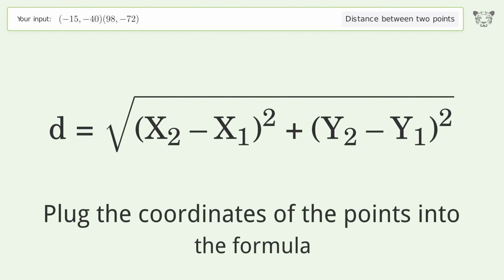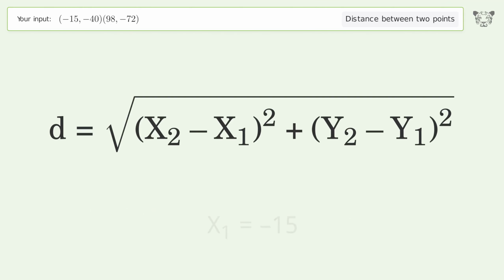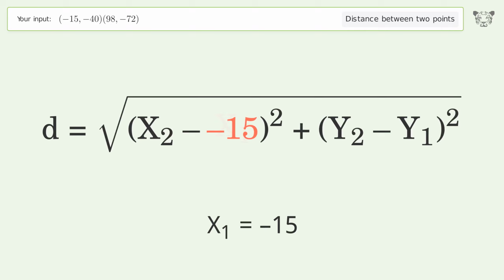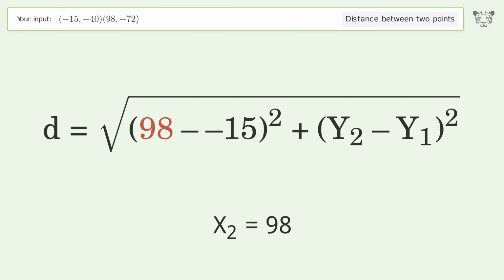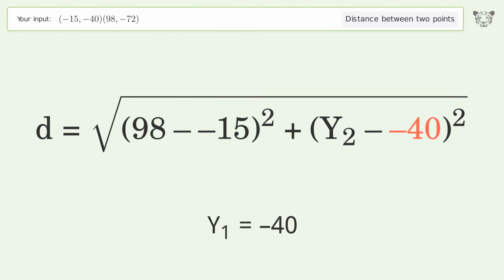Plug the coordinates of the points into the formula. x1 equals -15. x2 equals 98. y1 equals -40. y2 equals -72.